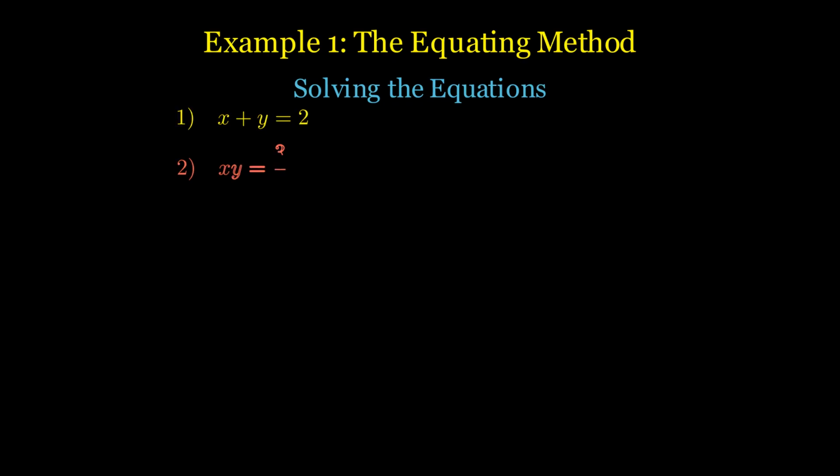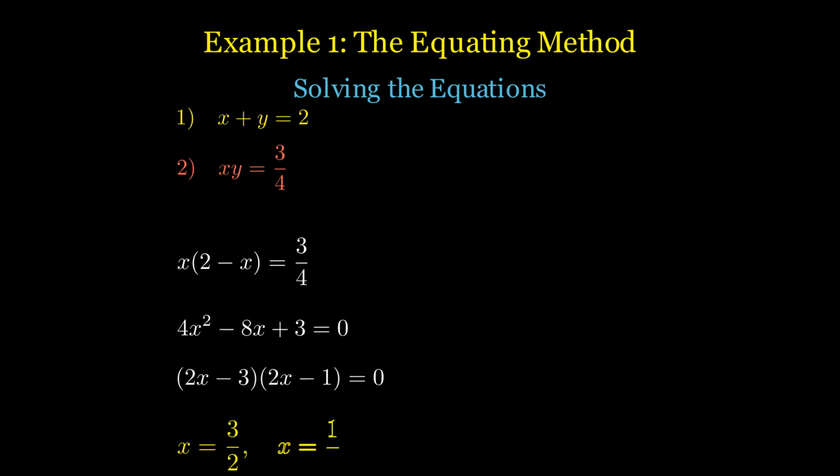Now let's solve these equations. We have the sum and the product of x and y. Substitute y equals 2 minus x into the product equation. Multiply by 4 and rearrange to form the quadratic. 4x squared minus 8x plus 3 equals 0. Factor it. We find x can be 3 over 2 or 1 over 2. Plugging these back into our assumption and rationalizing the denominators gives us our final answer.